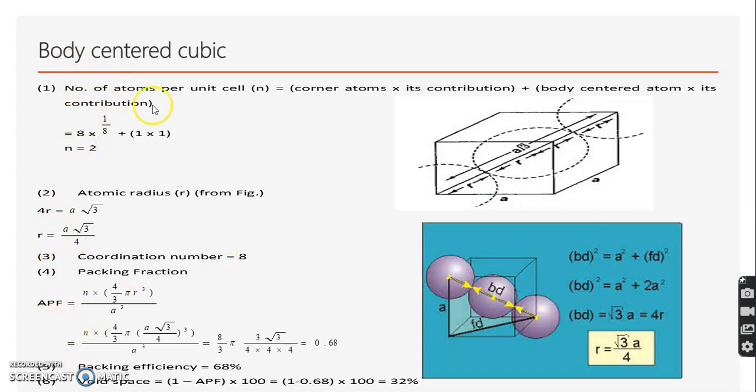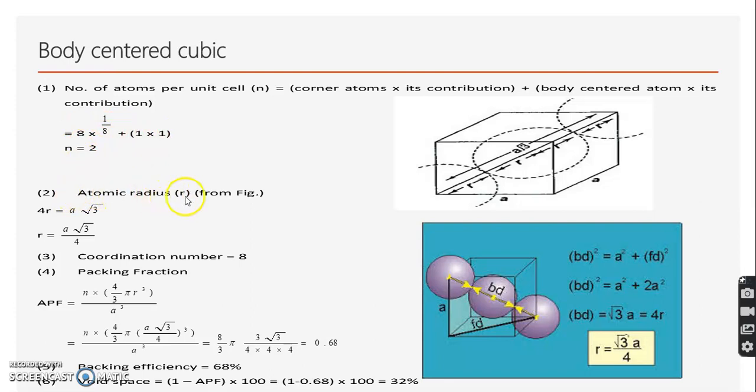Okay. So here the total number of atoms per unit cell is corner atoms into its contribution, plus the body center into its contribution. So corner atoms are 8 into 1 by 8, plus 1 body centered into it, which is shared by only one unit cell. So you will get n is equal to nothing but 2, because this is 1 and this is 1, 1 plus 1 is equal to 2.